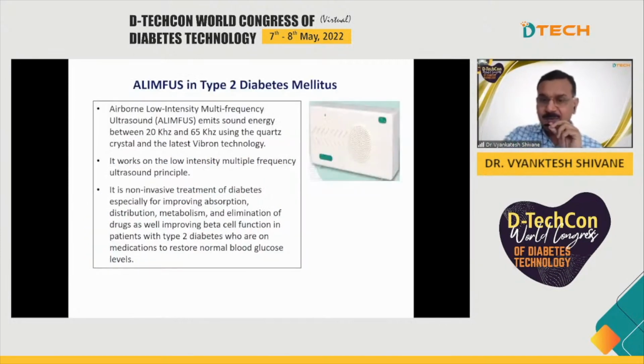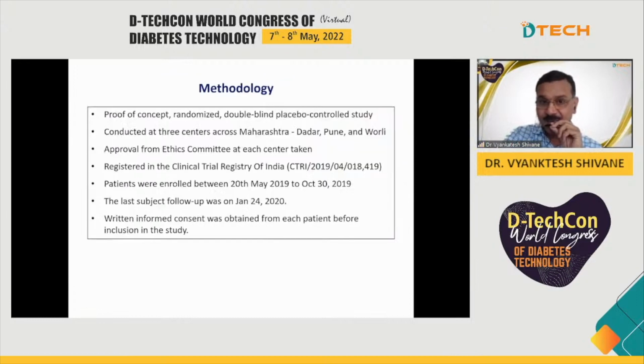The equipment used is an airborne low intensity multi-frequency ultrasound device, which emits energy of 20 kilohertz to 65 kilohertz. That's very low, and it works on the multiple frequency ultrasound principle. It is a non-invasive treatment of diabetes. What we thought was that it may improve the absorption, distribution, metabolism, and elimination of the drugs, as well as improve beta cell function in type 2 diabetes.